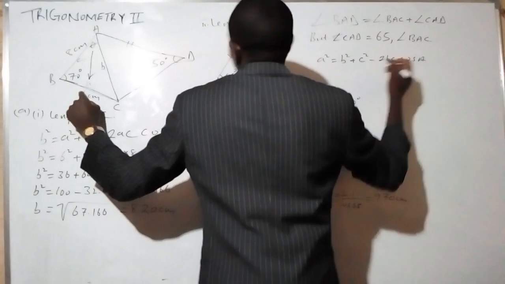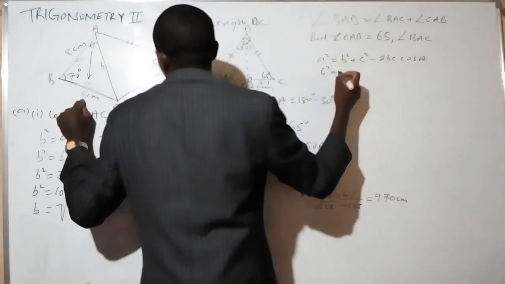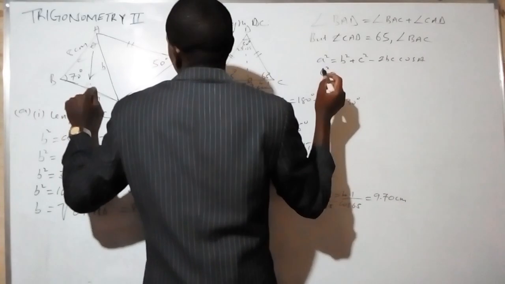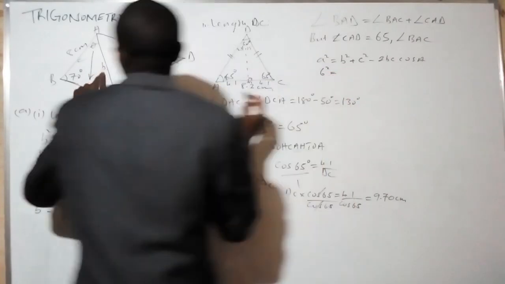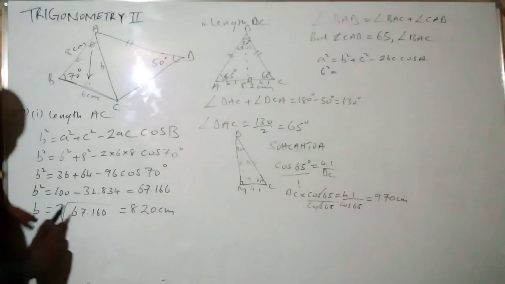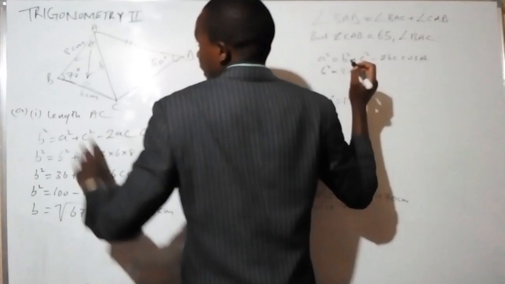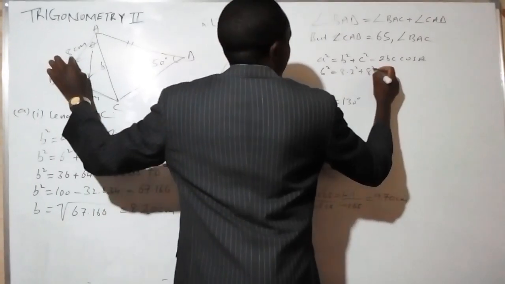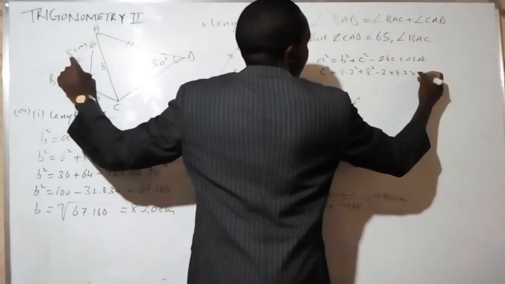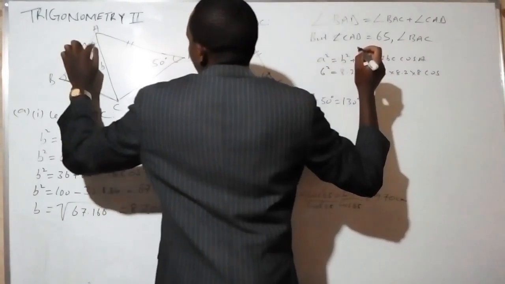A is known as 6. We are going to start with 6 squared is equal to, where is our B? Yes, this is our A. Then our B is here, AC. This is our B, 8.2. 8.2 squared plus C. C is supposed to be 8, squared, minus 2 times 8.2 times 8, cos A. Cos A is unknown. That's what you want to find.